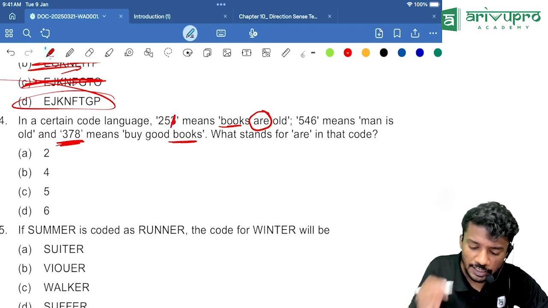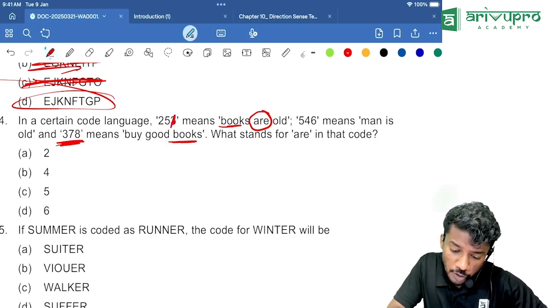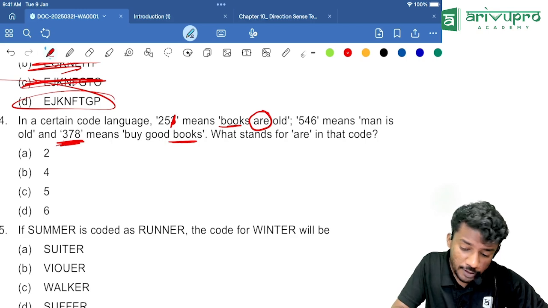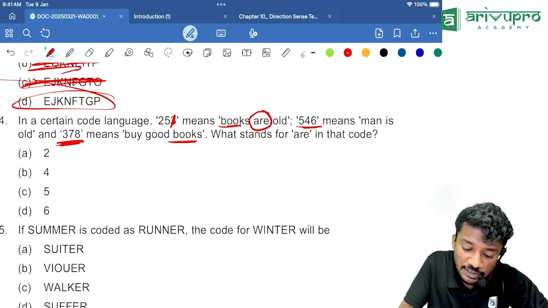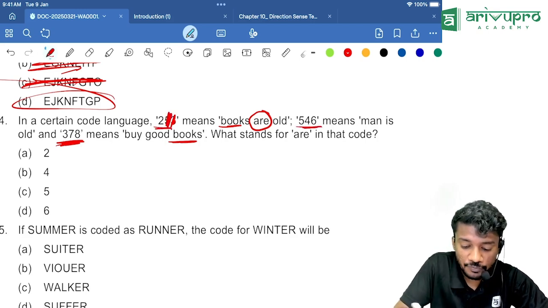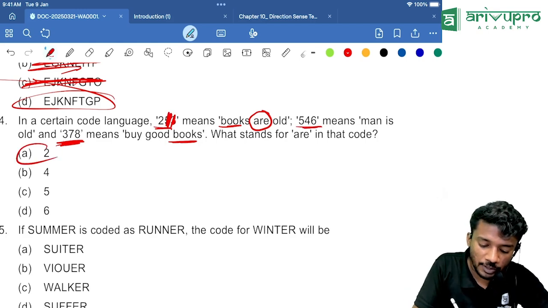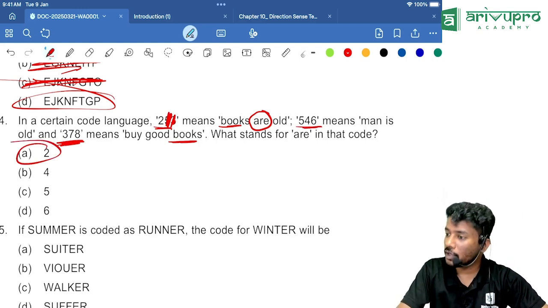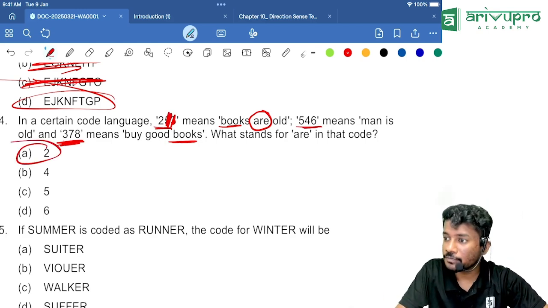Correct? Yes. Now, books is there, then old is there. Where is old? Old is there in 546 and 253. That means 5 is ignored. So answer is how much? 2. Got it? Did you get the point?